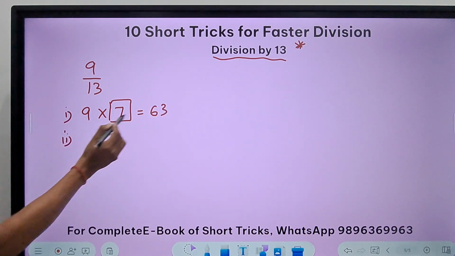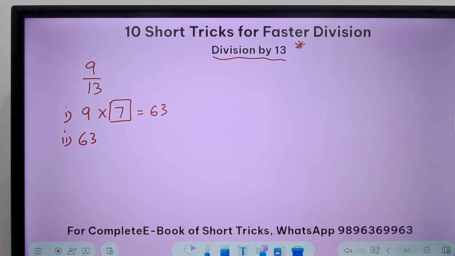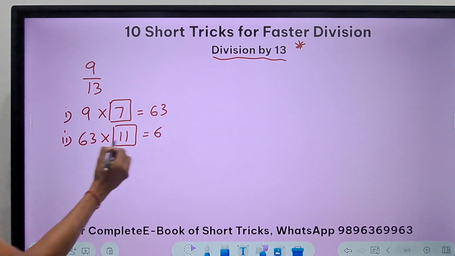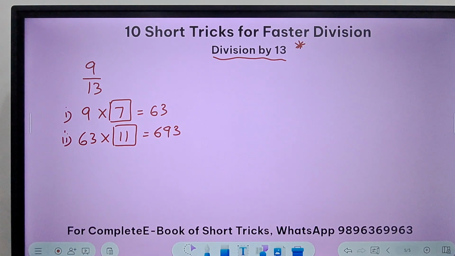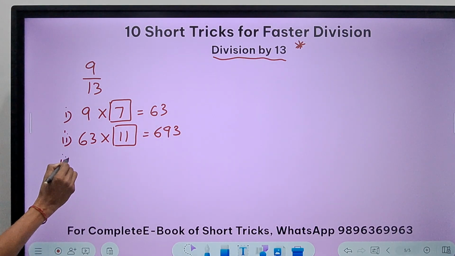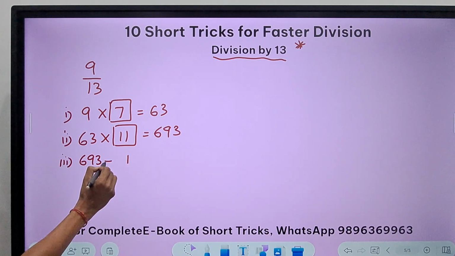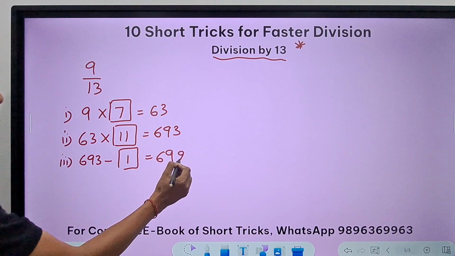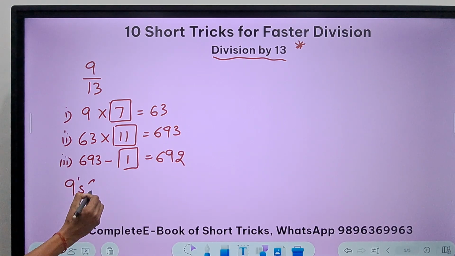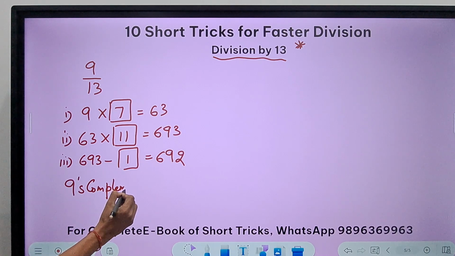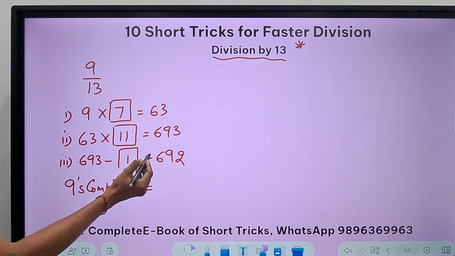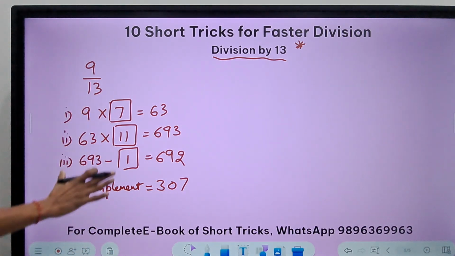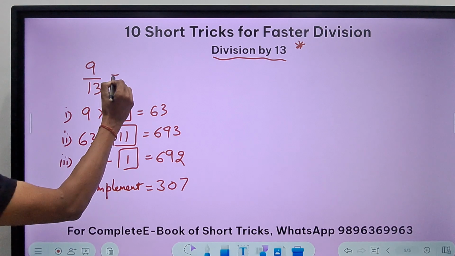Then in the second step, whatever you get here has to be multiplied by 11. That is also a fixed operation. So you will get 6, 6 plus 3, 9, and then 3. And then this number 693 is to be reduced by 1. Now this minus 1 is also a fixed operation. So you get 692. And finally, you know the 9's complement. I hope you know the 9's complement. Subtract all the digits from 9. 9 minus 6, 3, 9 minus 9, 0, 9 minus 2, 7. That's it. Now these are the series of operations you have to do to get the answer for this one.